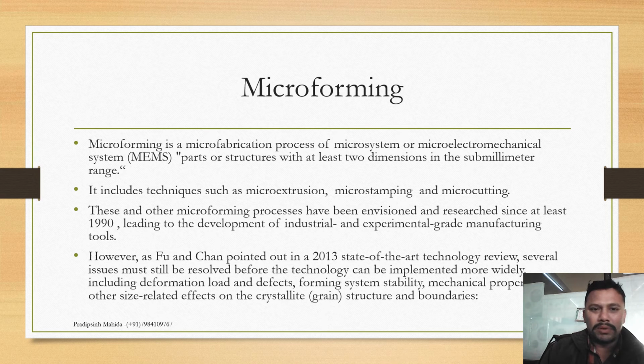Microforming. Microforming is a microfabrication process of microsystems or microelectromechanical systems, with parts or structures having at least two dimensions in the sub-millimeter range. It includes techniques such as micro extrusion, micro stamping, and micro cutting. These and other microforming processes have been envisaged in research since at least the 1990s, leading to the development of industrial and experimental grade manufacturing tools.